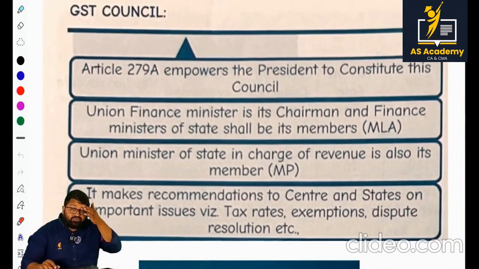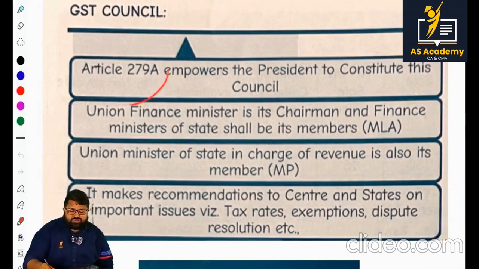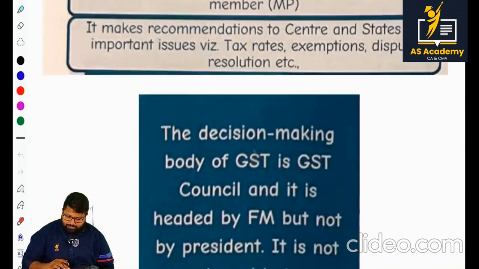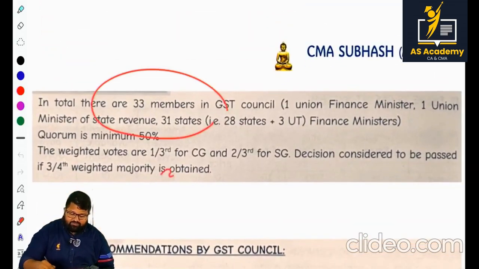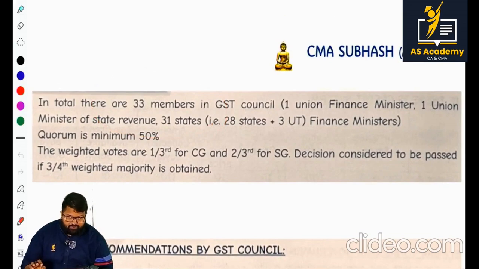Next, what is the most important thing? GST Council. What is the most important number? 279A. Who is empowered to form the GST Council? The President. Okay. And in this case, how many members are present? 33 members. Okay. And what is the quorum there?